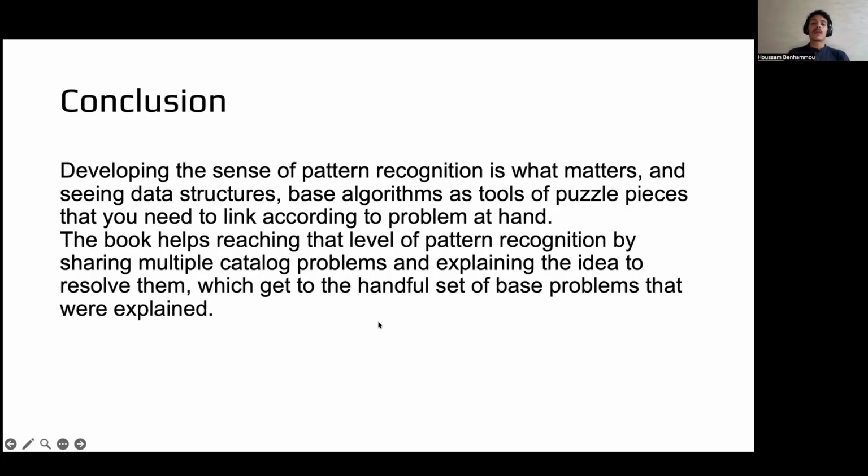And as a conclusion, I could say developing the sense of pattern recognition is what matters, because at the end of the day, what helps is understanding the problem and trying to abstract it to link it with the abstracted solution that already exists. And through there, you just need to link the puzzle pieces and make, let's say, the first initial solution that you can iterate from.